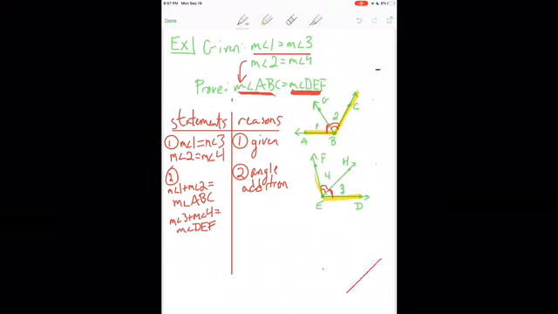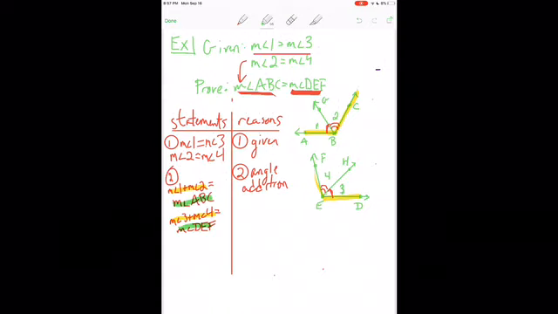So I want to be able to get this statement. I want to be able to say that measure angle 1 plus measure angle 2 equals, right? If I can say this, measure angle 1 plus measure angle 2 equals this, measure angle 3 plus measure angle 4, well, then I can just substitute in measure angle ABC, measure angle DEF, say those two are equal to each other, boom, I'm done.